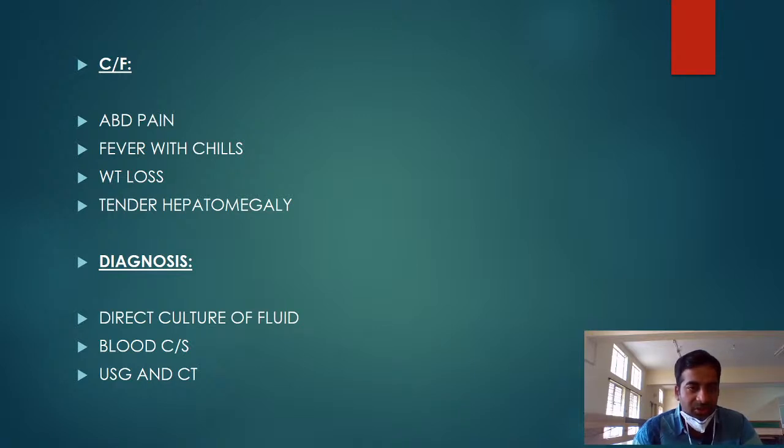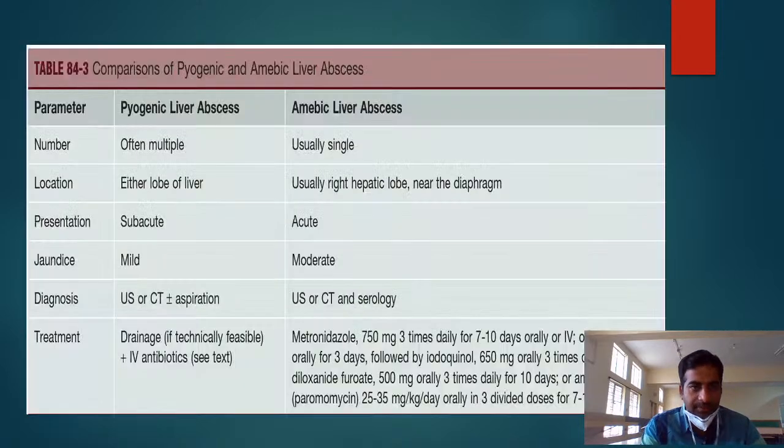So diagnosis, you can aspirate the fluid and do a direct culture, send for blood culture sensitivity and USG abdomen. If not, then CT. Okay, USG is pretty good. USG abdomen shows typical pyogenic liver abscess. If it's not clear, you can go for CT.